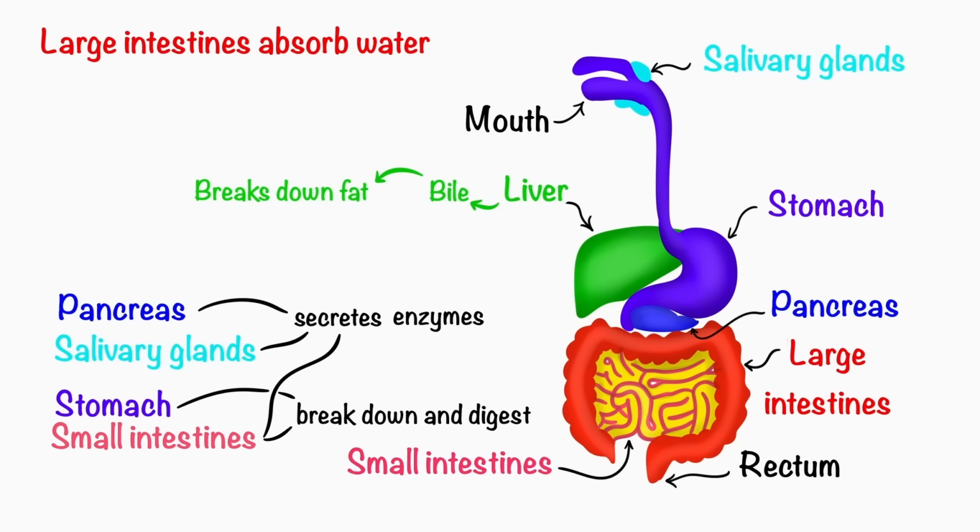And finally, the large intestine absorbs water from undigested food, leaving behind the final waste products. All our organ systems, such as digestive, respiratory, circulatory, and others, work together to form a complete functioning organism. This organization from cells to organism allows for specialization and efficiency. Each level performs specific tasks while contributing to the overall functioning of the body.